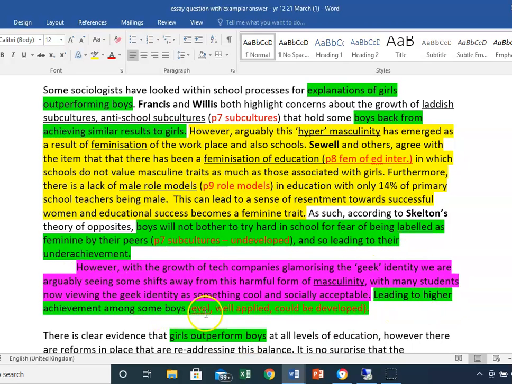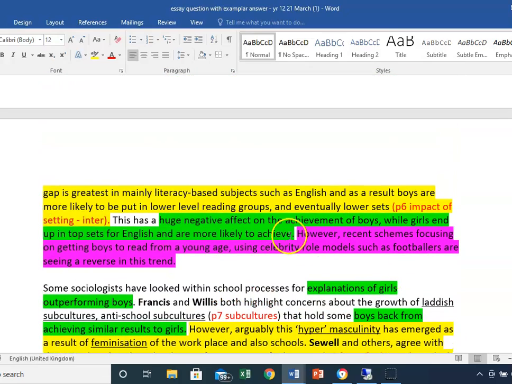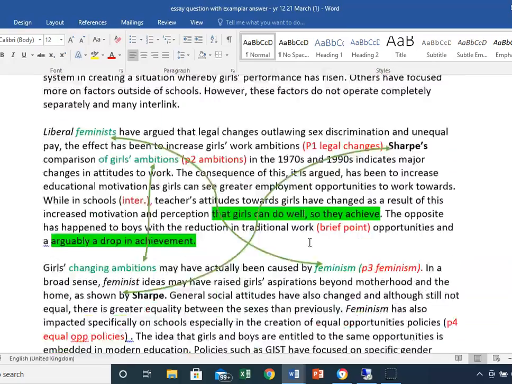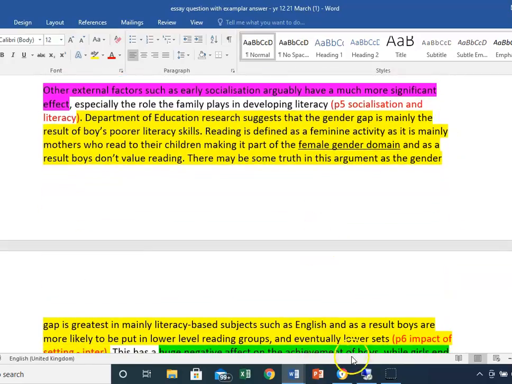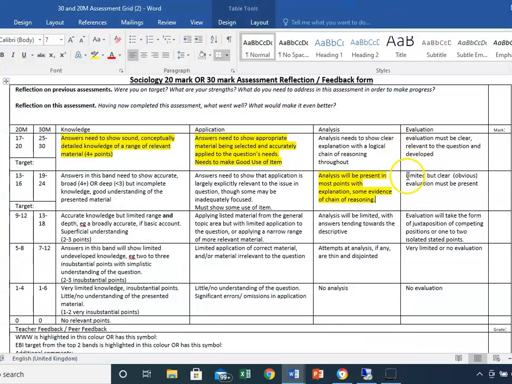I would have liked to see them maybe talk a bit more about which boys achieve compared to working class versus middle class, but the actual point about the geek identity is well explained. That's fairly well developed evaluation. I don't think it's in the top band. I think it's the 2nd band for evaluation. So I think we're here for evaluation.